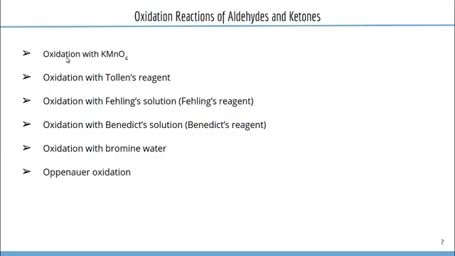So the first one is oxidation with KMnO4, potassium permanganate. Then another oxidation reaction is with Tollens reagent, that is ammoniacal silver nitrate solution. Another one is oxidation with Fehling's solution, Fehling's reagent. Oxidation with Benedict's solution or Benedict's reagent. Then oxidation with bromine water. Then the last one is Oppenauer oxidation, that we already discussed in the reduction reaction part. So these are all the oxidation reactions of aldehydes and ketones.